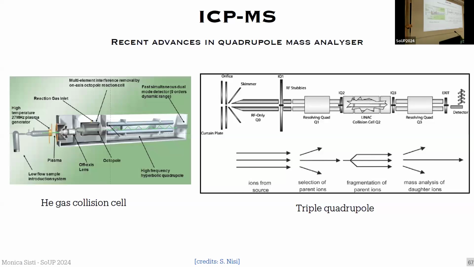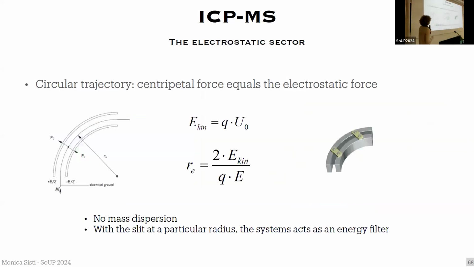So recently some helium gas collision cells have been added to remove polyatomic ions. And now the latest release is the triple quadrupole. In Gran Sasso, this machine is being installed these days, and this can reach very high sensitivities.